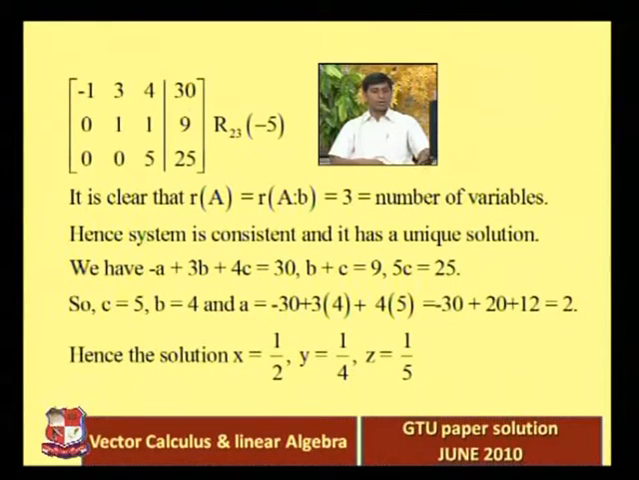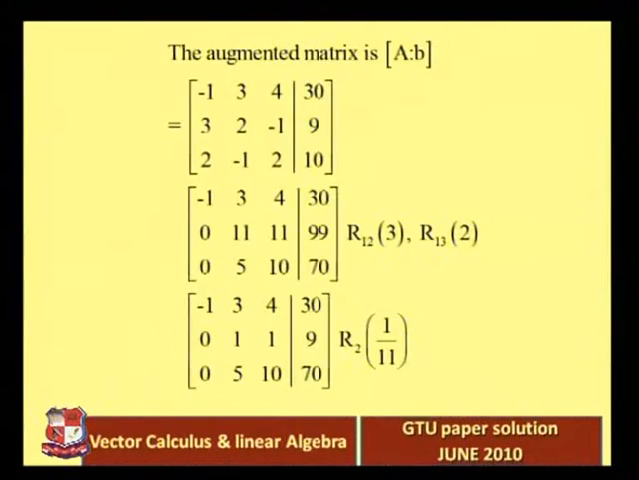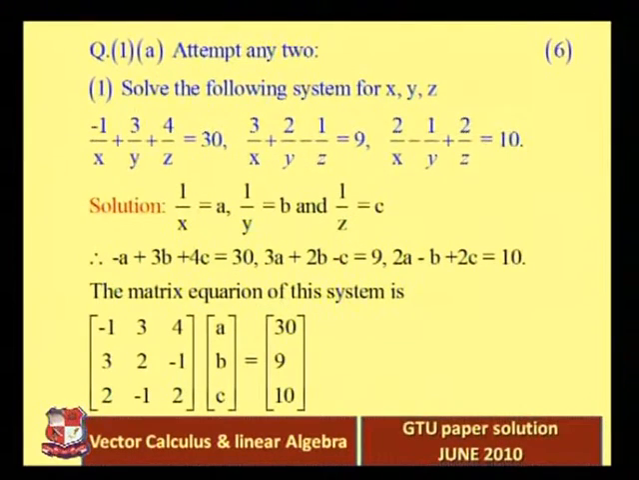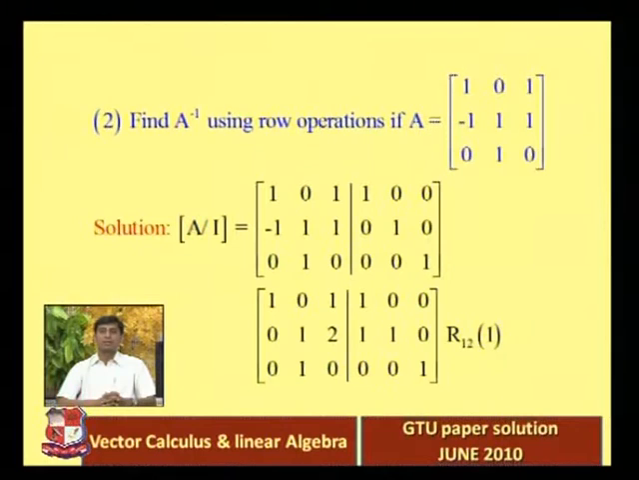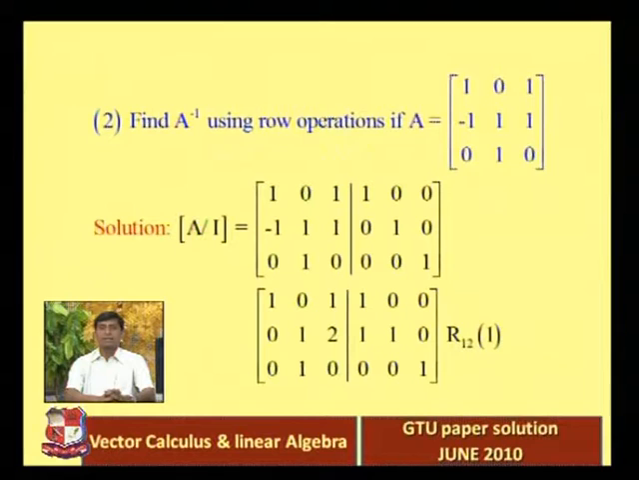Next question, question 1a. In this question paper, in question 1, you have to attempt any 2 out of 3, and each has 3 marks. So here is question 1a, first question, and this is question 1a, second question. Find A inverse using row operations. If A is equal to 1 0 1, minus 1 1 1 and 0 1 0. So using row operations, that means you have to use the Gauss-Jordan method to find the inverse of this matrix.